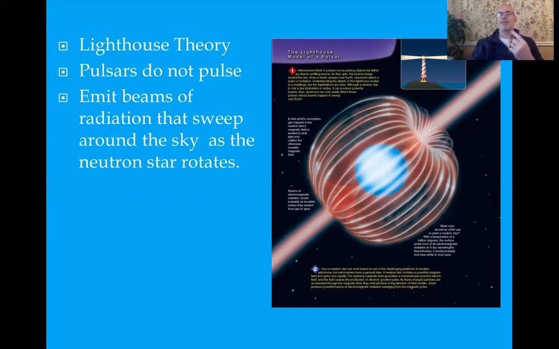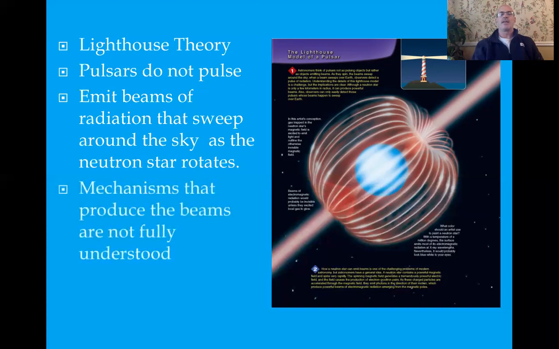And as this pulsar is spinning really fast, the beam is spinning around, almost like the beam of light in a lighthouse. That's why they call it the lighthouse theory. If you've ever seen a lighthouse at night, you have this beam of light that turns around, and as it passes a ship, the ship can see that beam of light.